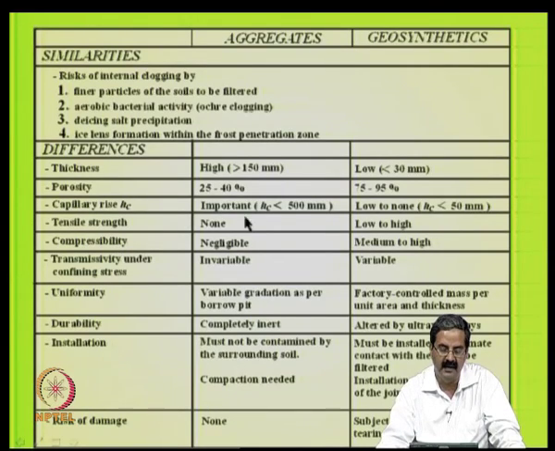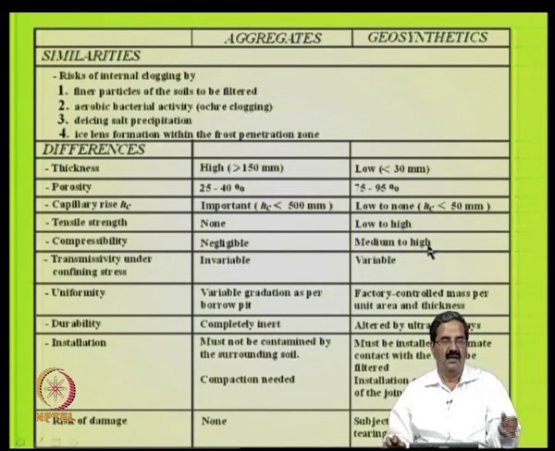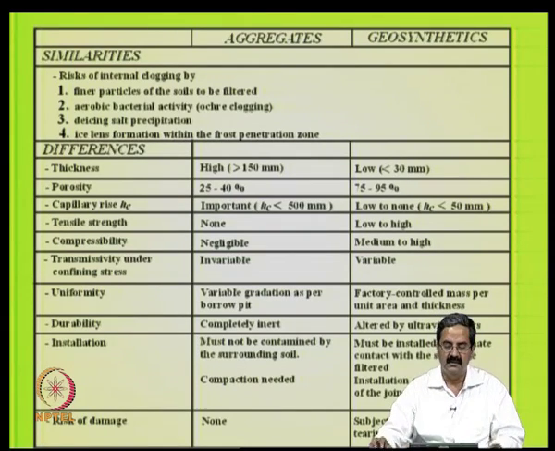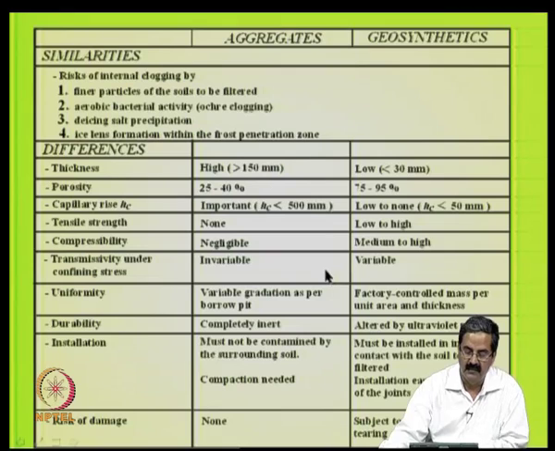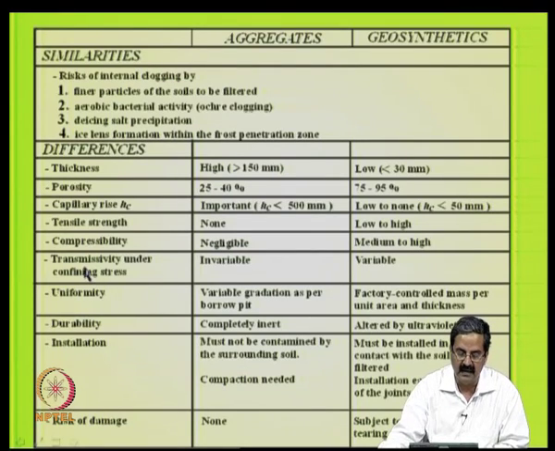Then aggregates, the compressibility is less, whereas compressibility is little more in the case of geotextile, because geotextile is actually a compressible material, right. Then transmissivity under confining stress, yes, it does not depend so much on the pressure, but it varies as a function of pressure.